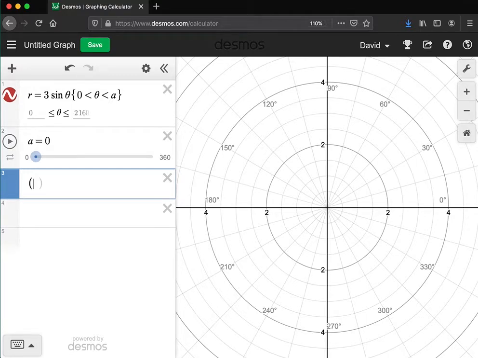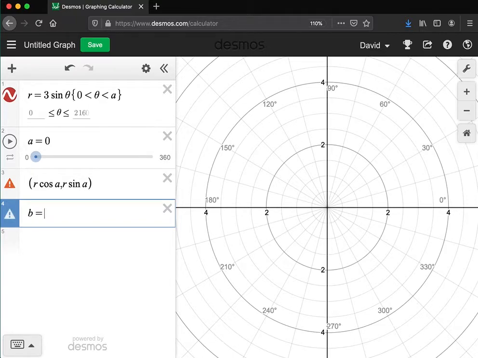Remember, to find the coordinates on your x-axis as a point in rectangular form, it will be R cosine of theta, comma, R sine of theta. But in this case, I'm looking for the A value, so I want to substitute this with an A. And R is this value, 3 sine of theta. So I'm going to place it as B equals 3 sine of A.